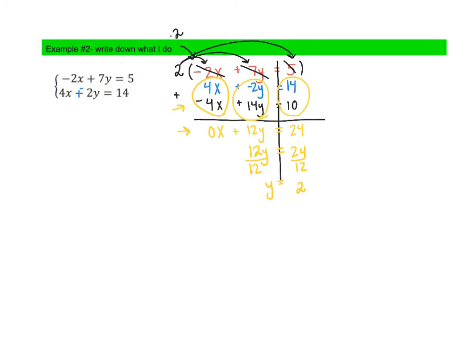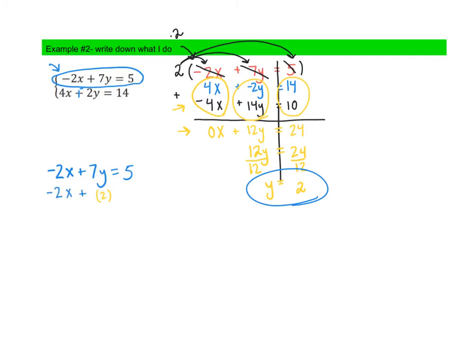Okay, so I know that my y is a 2. I now have to solve for my x. So I want to think, which equation should I plug this into? Well, this first one right here, the numbers are pretty small, so I'll just plug it into that. So I have negative 2x plus 7y equals 5. And I'm going to take my answer, y equals 2, and plug it in for that y. So this becomes negative 2x plus 7 times 2 equals 5. Okay? From there, I'm just going to keep solving. Negative 2x plus, what is 7 times 2? 14 equals 5.